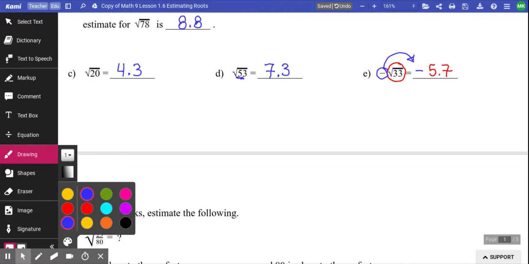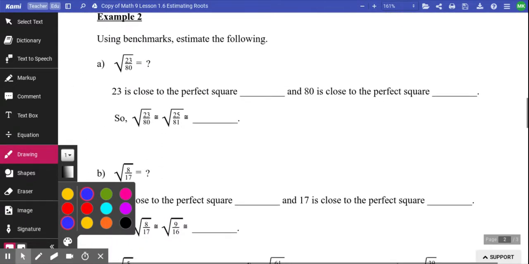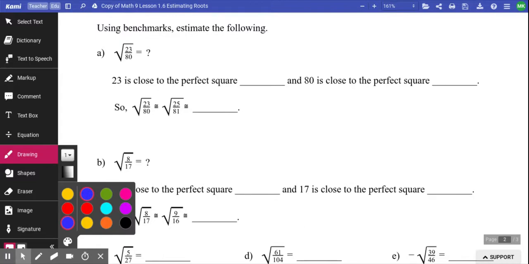Awesome. I think you guys are getting estimating roots. To estimate roots that are fractions, we do the same thing. I'm going to show you a little bit of a trick to help. It's also a trick that will apply moving forward in mathematics.